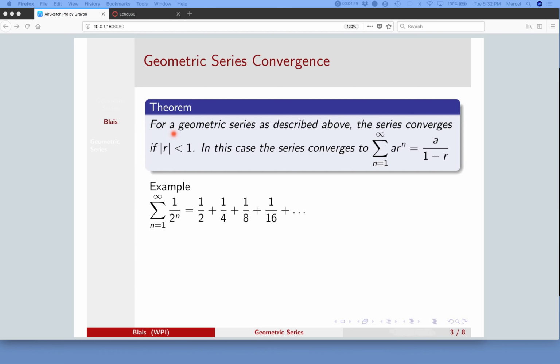So for the geometric series as described above, the series converges if the absolute value of r is less than 1. In that case, it converges to a over 1 minus r. Otherwise, it diverges.